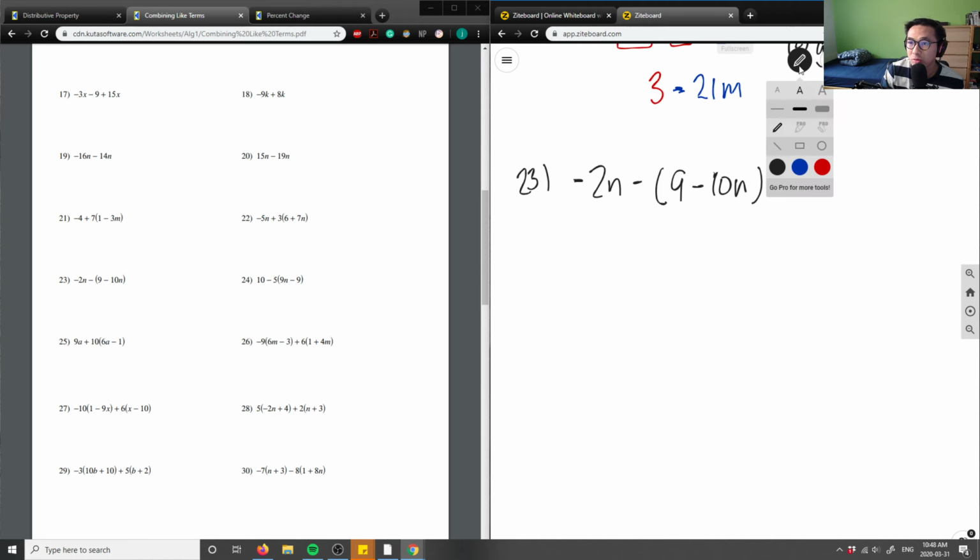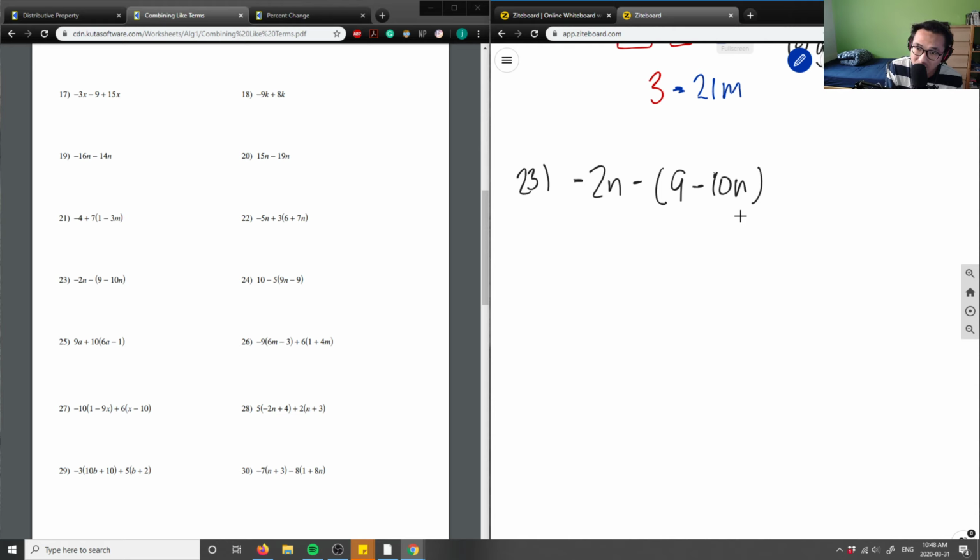So this one's actually really tricky. And why do I say it's tricky? It's because of this negative sign here. You're thinking, oh, we just do distributive property, or we just do PEDMAS first. But 9 minus 10n, we can't do that. So we are going to do distributive property first. We have a negative here, and we're going to distribute this negative.